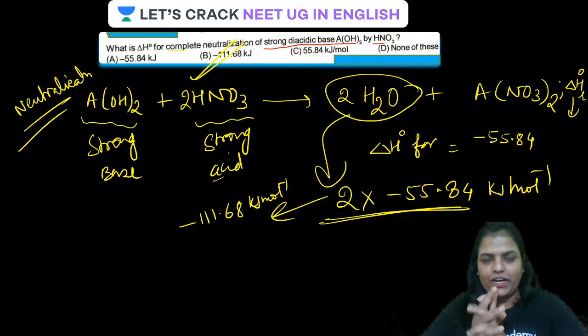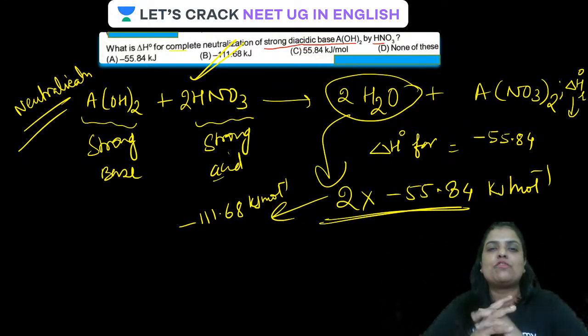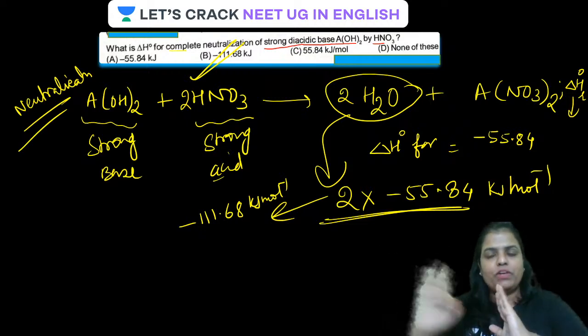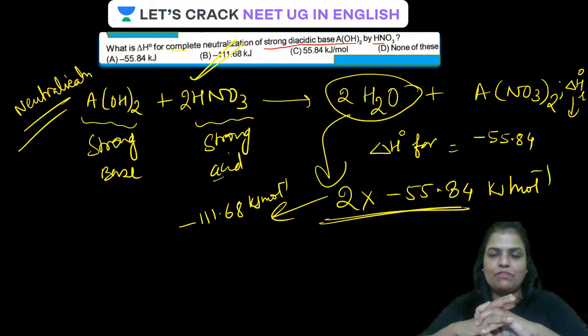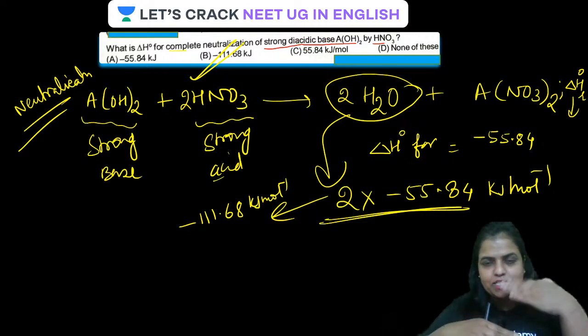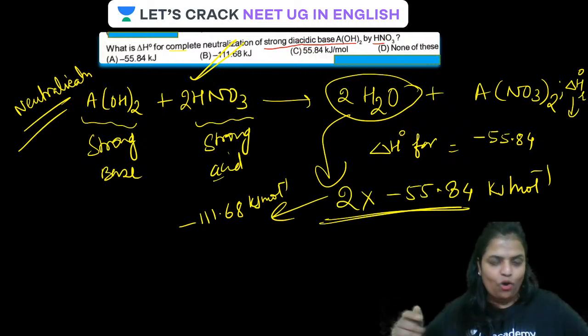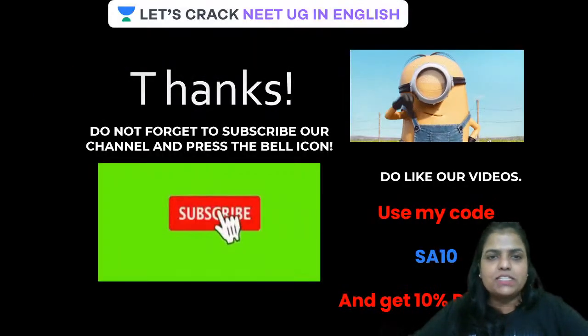Is this question cleared or not, guys? I told you initially also, you have to look for how many moles of water are forming. For 1 mole, you will take the value as minus 55.84 kilojoule per mole. In kilocalorie, you will take this as minus 13.7 kilocalorie per mole. If 2 moles, simply multiply this value by 2. 3 moles, simply multiply this value by 3. All clear, guys?